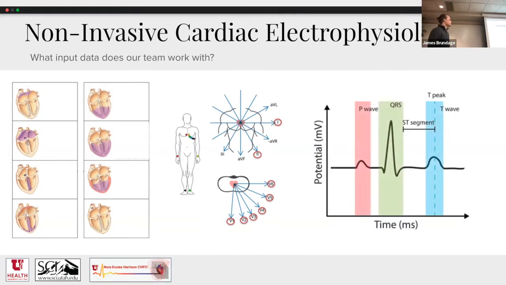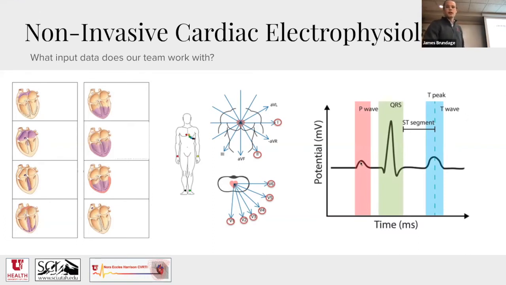A body surface recording has some typical morphologies that we look at. These were things I was taught as a first-year medical student. We have a P wave here, which is generally correlated with atrial contraction, an isoelectric region, followed by the QRS complex, which is generally associated with ventricular contraction and atrial repolarization.